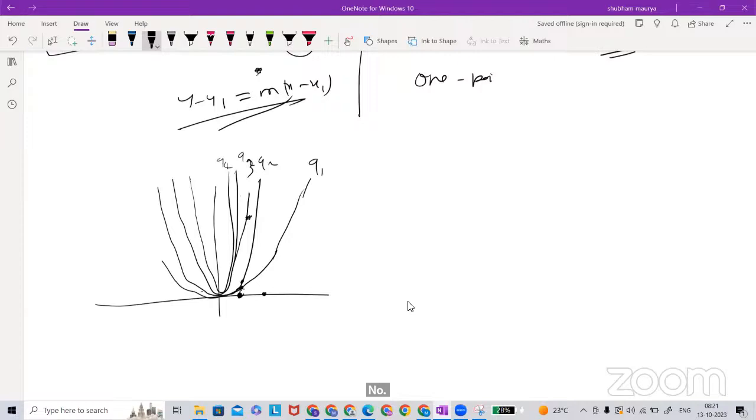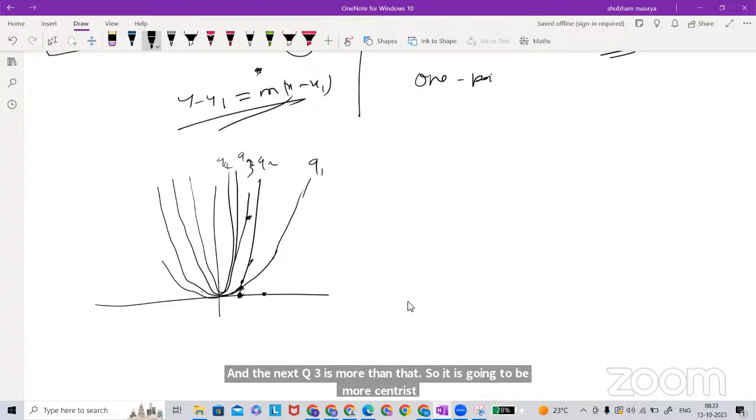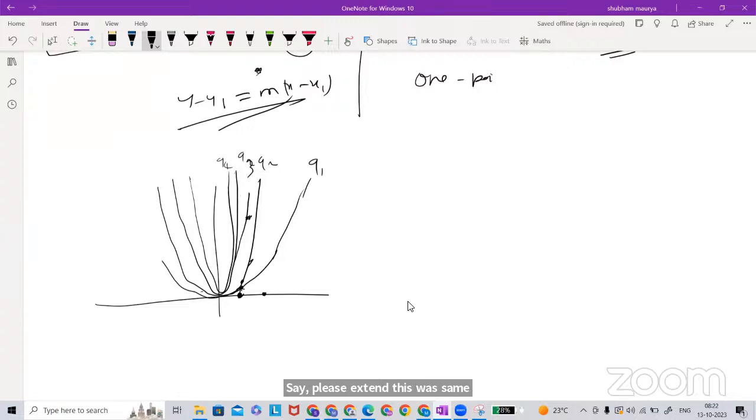If you substitute this value, it gives some lesser value, but the same value substituted in another quadratic gives a bigger number. And the next, Q3, is more than that. So which is going to be more sensitive? Sir, please explain the Q4 concept. Please explain the same value concept.